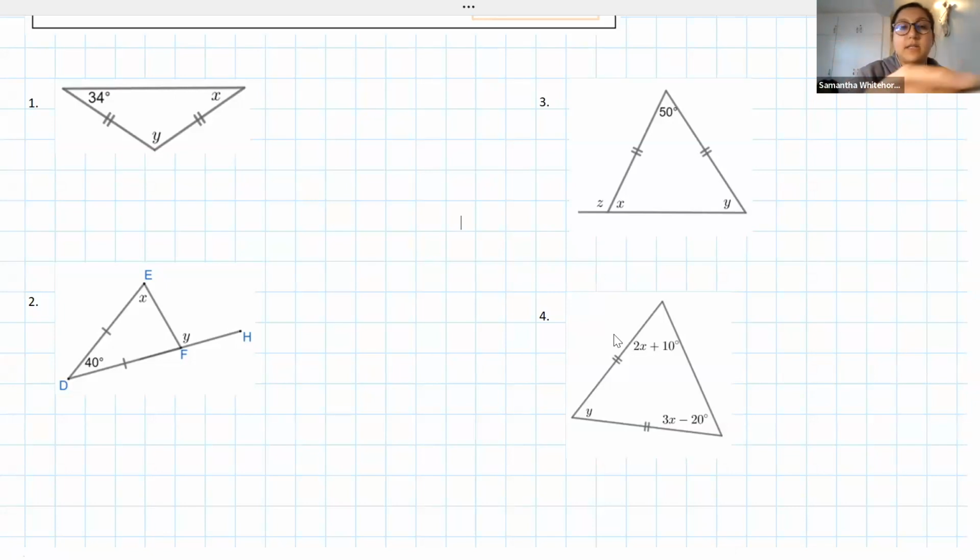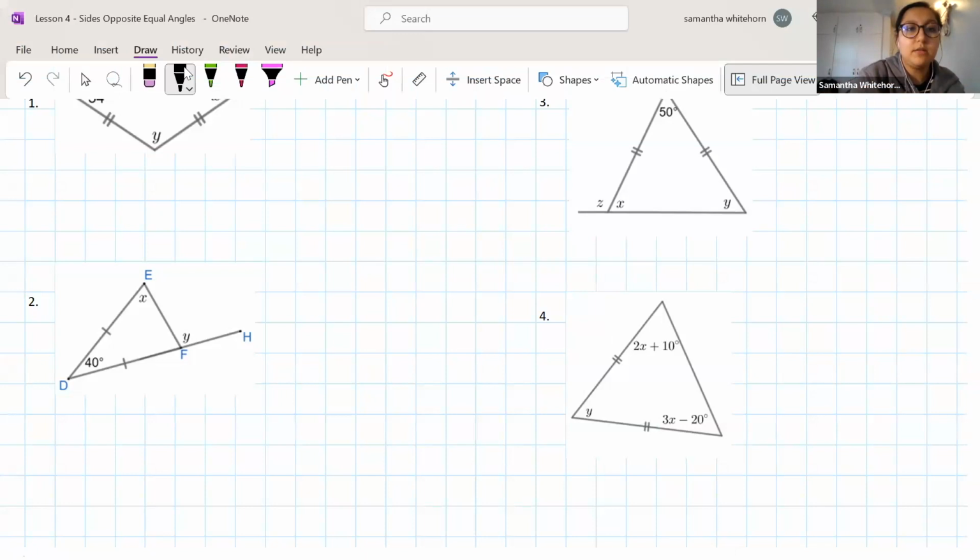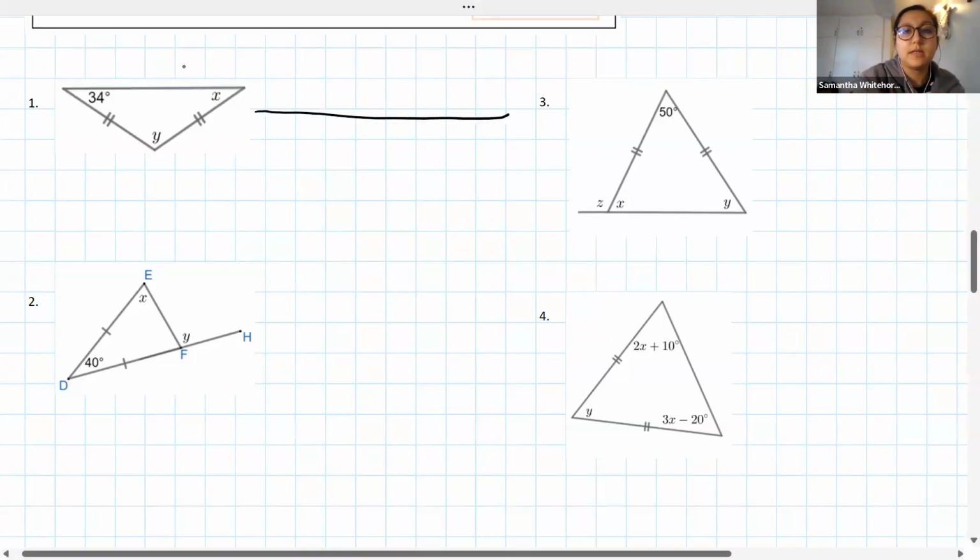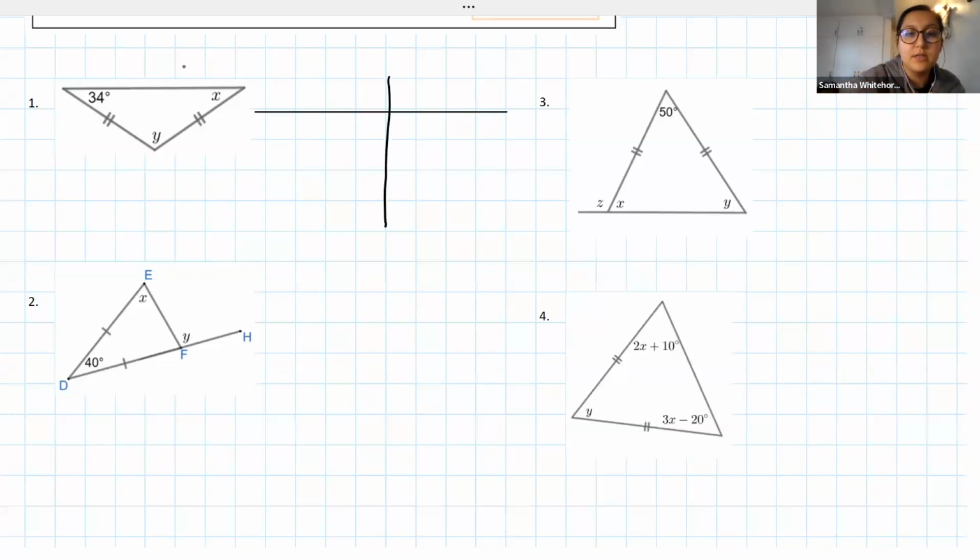Obviously, as I've now said, geometry, you need reasons. So we make a statement and we give a reason. That is a non-negotiable. You have to give reasons.